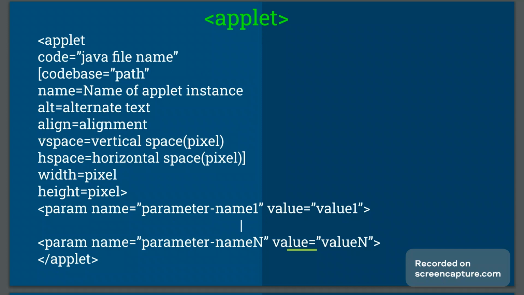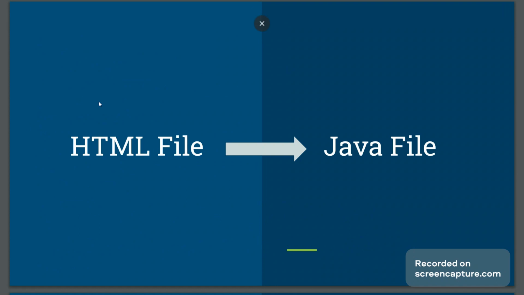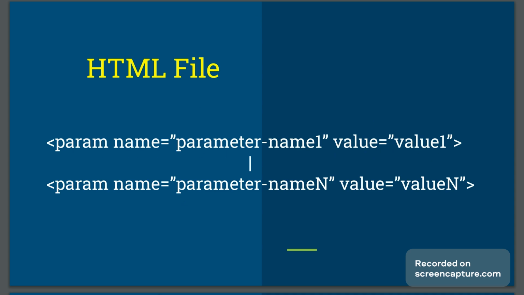Now, what is the use of this param tag? We know that this applet is written in angular brackets. It means it is a tag, the HTML tag. Now, many times we need to pass a parameter input from the HTML file to the Java file for processing, and then we want the output back in the HTML file. So, in that case, we can have the param tag in the HTML file so that we can mention the name of the parameter and pass its value.